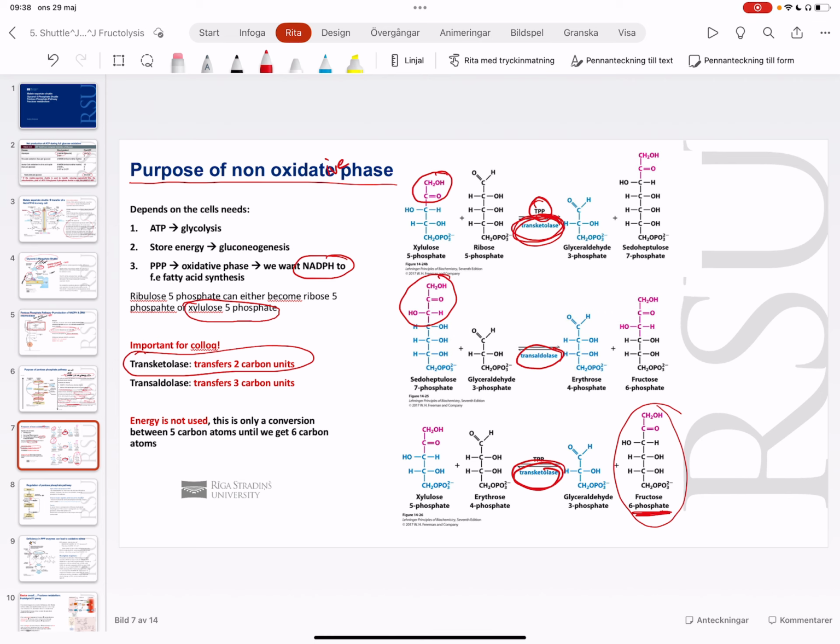So just remember the purpose. The main thing from this is the purpose of the non-oxidative phase. It's this: we do not gain energy or lose energy, and please remember what the enzymes do.